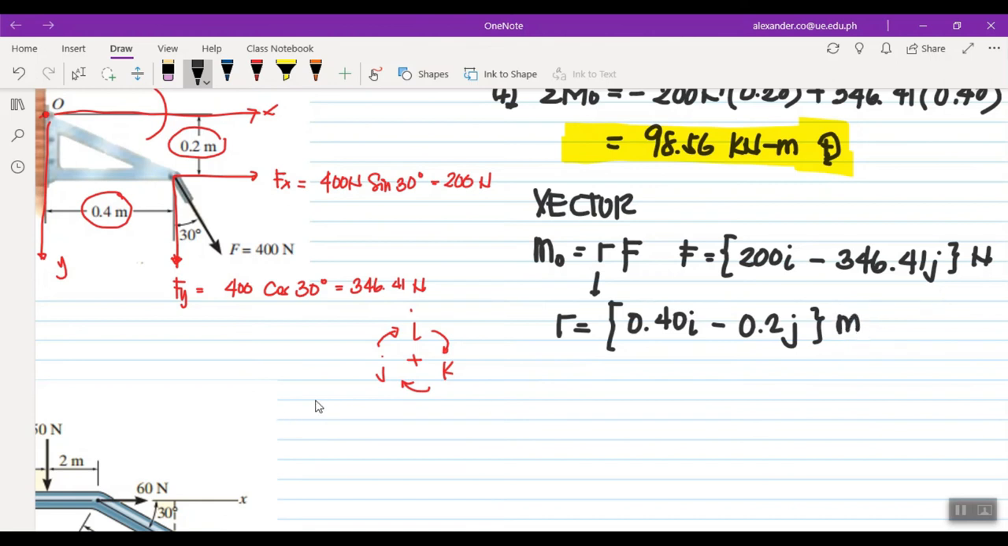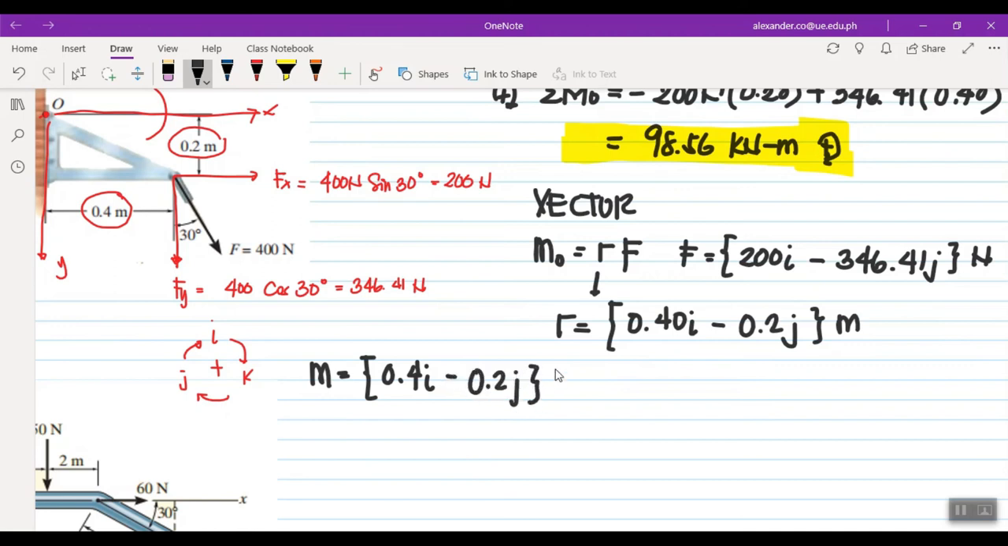So, i-add lang natin. Ay, mumultiply ngayon natin yan. Okay? So, itatabi ko lang to. Buburahin ko na lang muna. Dito ko lalagay para hindi siya istorbo. So, I, J, K. Okay? Kailangan natin to. Dinadrawing ko kasi parang di ako nalilito. I-multiply natin. So, yung R is this one, 0.4 minus 0.2 times the force 200 I minus 346.41 J.